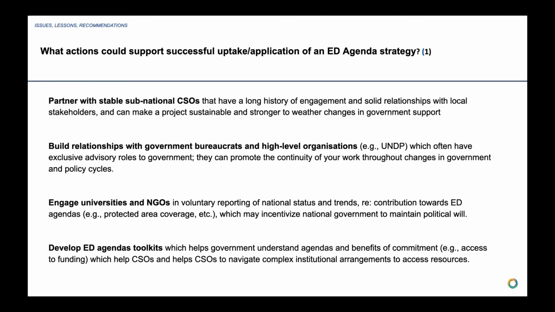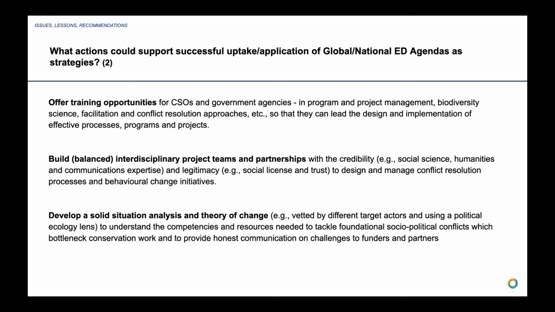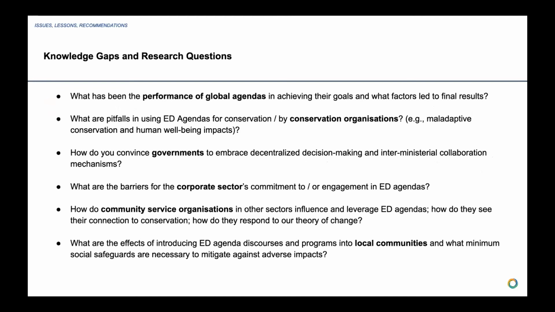To help navigate those complex institutional arrangements, you could develop toolkits and roadmaps to help government and other stakeholders understand how to navigate their roles and responsibilities. You could also offer training opportunities to support that, and you absolutely need interdisciplinary project teams in order to navigate those complex institutions.